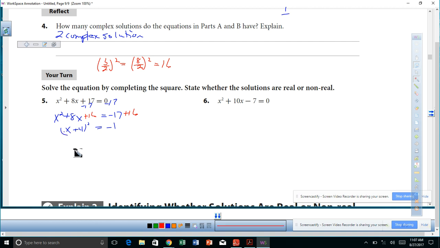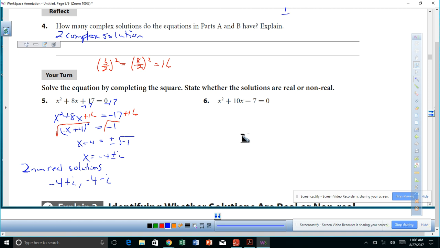Then we're going to take the square root of both sides. And that is going to give us x plus 4 equals plus or minus the square root of negative 1. Well, we know the square root of negative 1 is i. And if we subtract 4 from both sides, we get x equals negative 4 plus or minus i. So we have two non-real solutions: negative 4 plus i and negative 4 minus i. Those are our two non-real solutions.